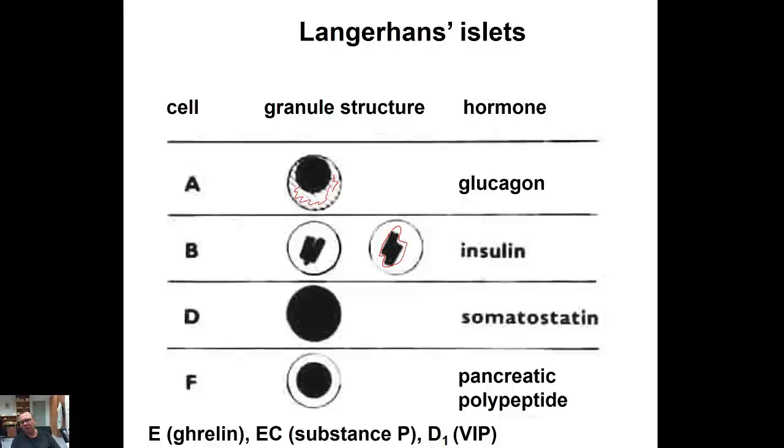Only there is a problem with the minor populations like E cells, EC cells, D1 cells, which are very rare but can be present here. I didn't find a specific picture of their granules, so it's probably impossible to recognize them exactly, but they represent a really very minor population here.